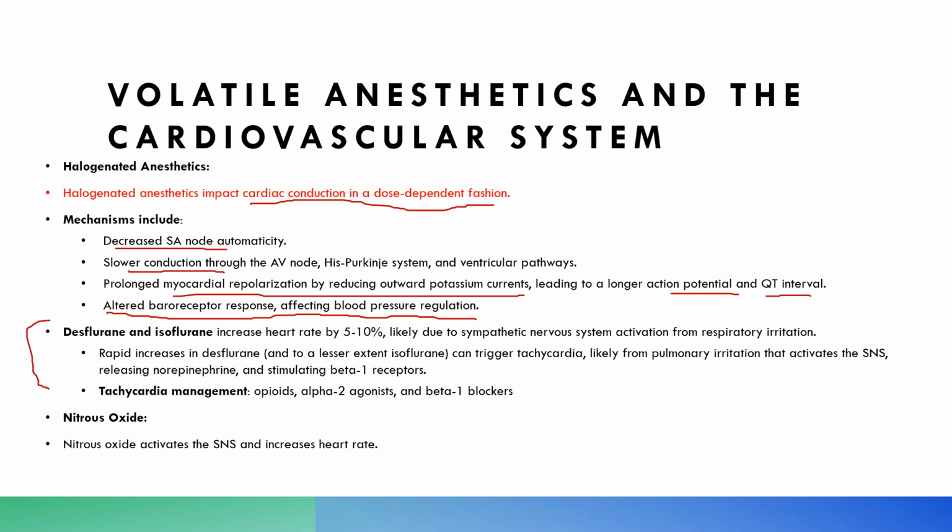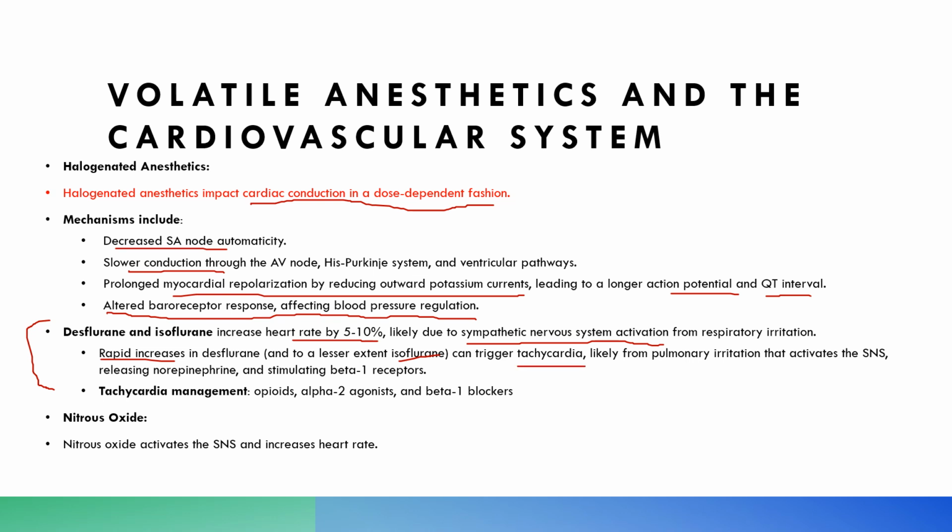Interestingly, when we provide desflurane and isoflurane, you can actually see an increase in heart rate due to the sympathetic nervous system activation from the respiratory irritation. These gases are extremely unfriendly to our lung tissue as far as the way that they irritate it. So you can actually see this with rapid increases in desflurane, and to a lesser extent your ISO. It's going to trigger a little bit of a tachycardia from that pulmonary irritation.